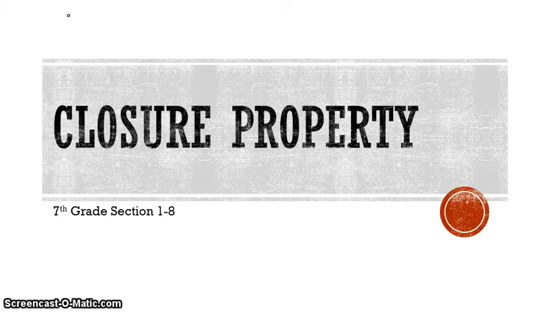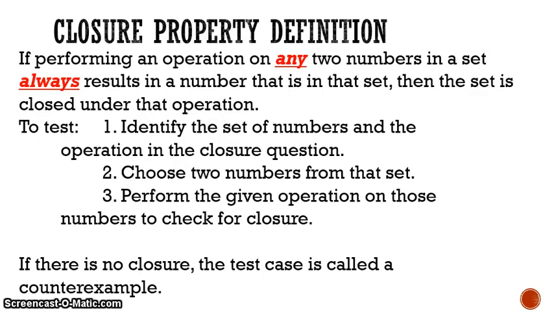Okay, today we're going to talk about one more property. It's called closure property. Closure property is if you're performing an operation on any two numbers in a set, always results in a number that is in that set, then the set is closed under that operation. So that's pretty much the definition of it.